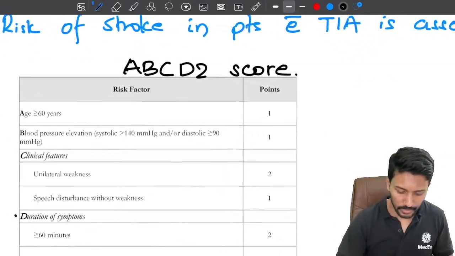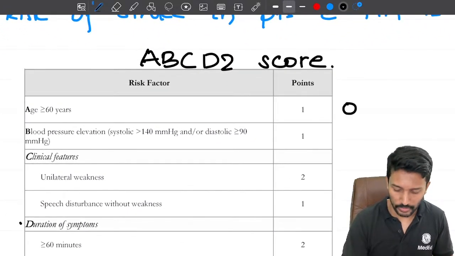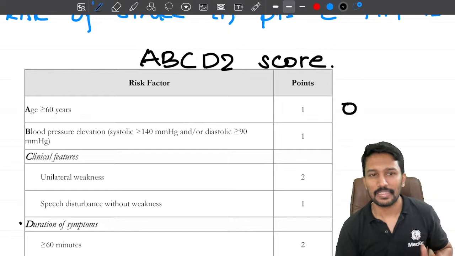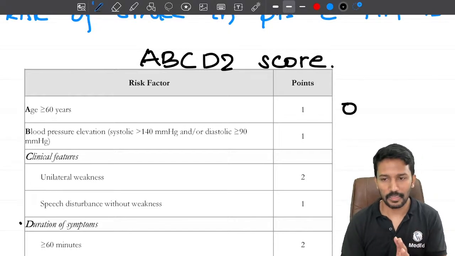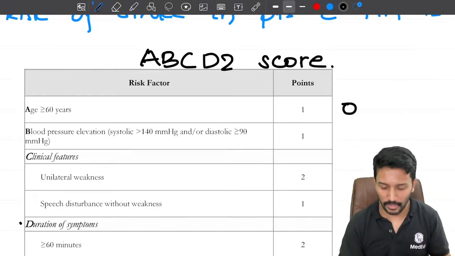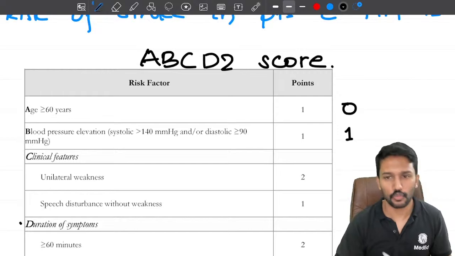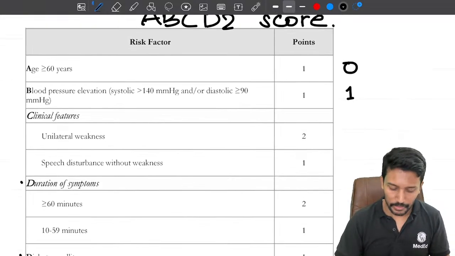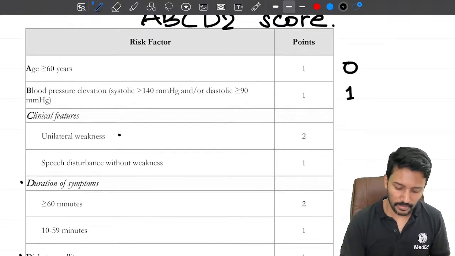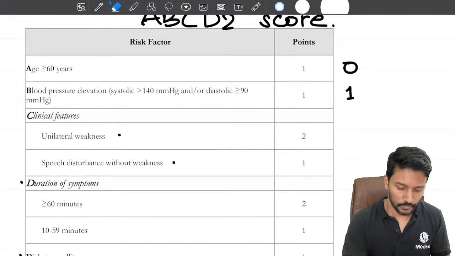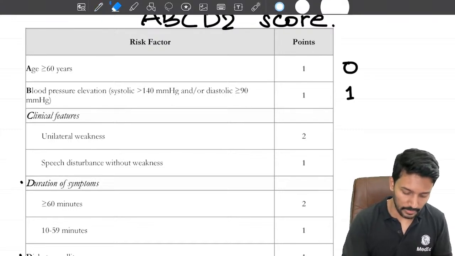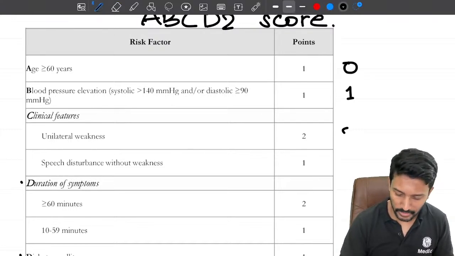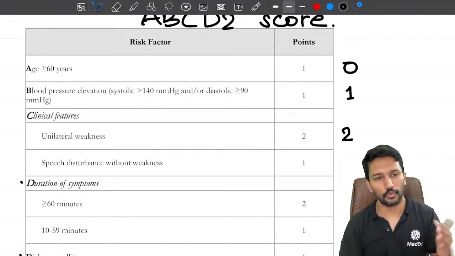So how much score should I give for the age? I will give 0 points because age is not more than 60 years. Blood pressure 150/90 and he is a known hypertensive, so BP is on the higher side. I will give 1 point for this patient, right? Clinical features wise, he has unilateral weakness, he has speech disturbance. So whichever gets the highest score, we should assign that. So unilateral weakness gets 2 points. He had right-sided weakness, so I will give him 2 points.